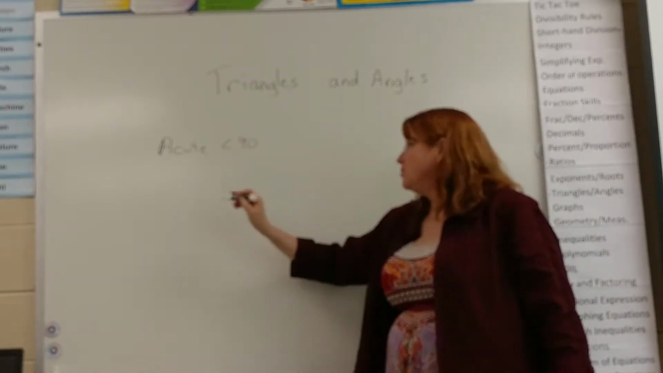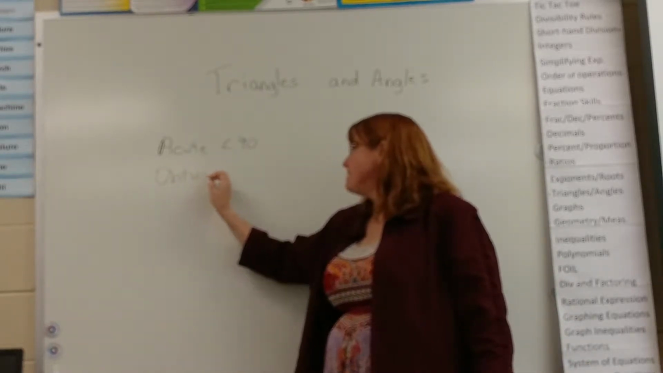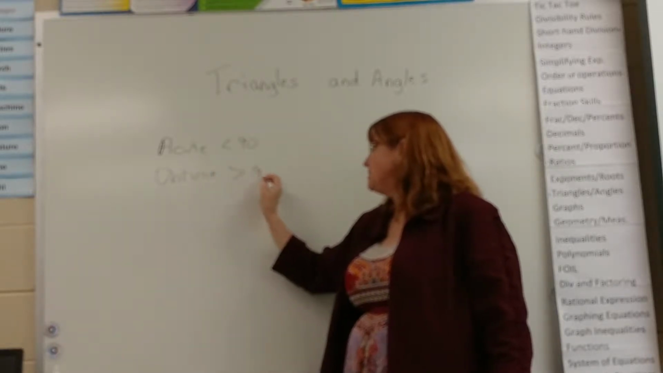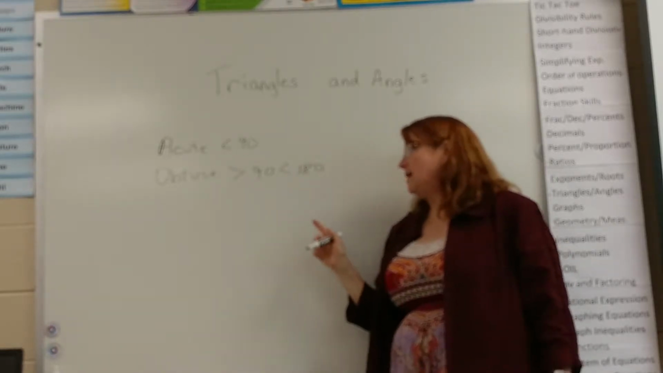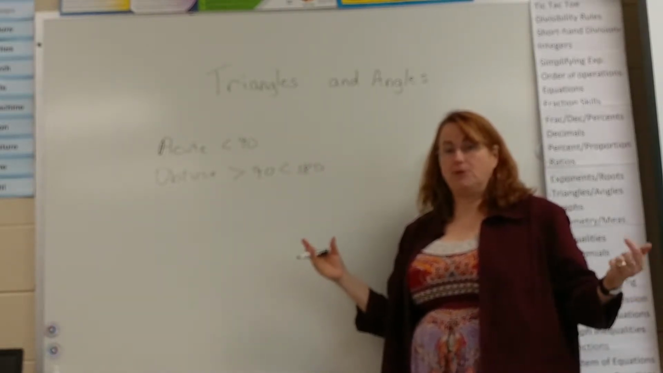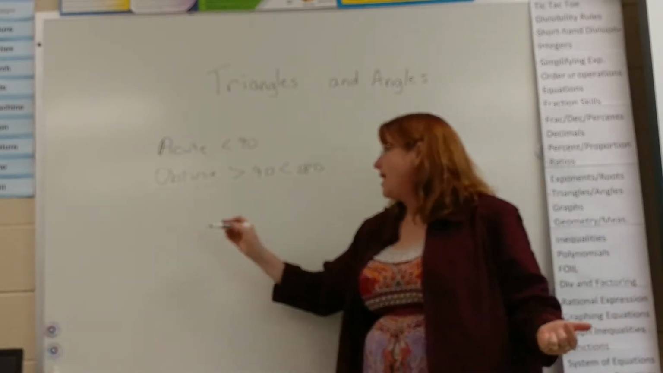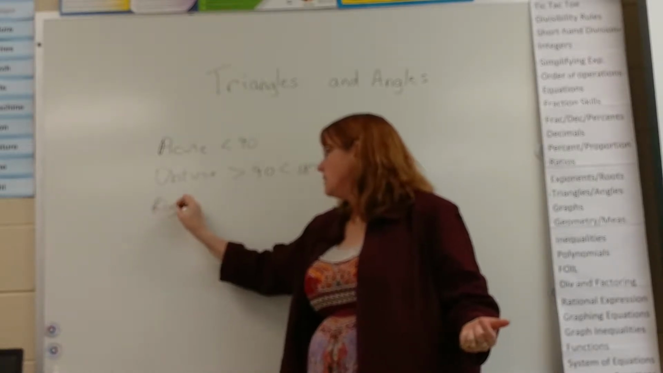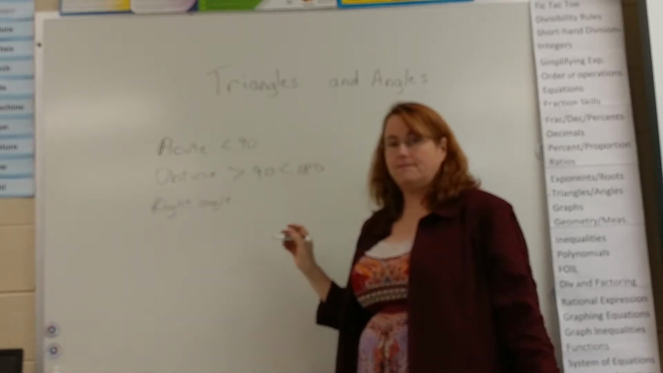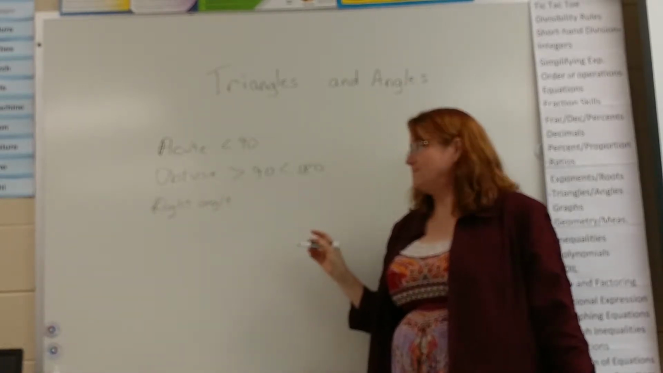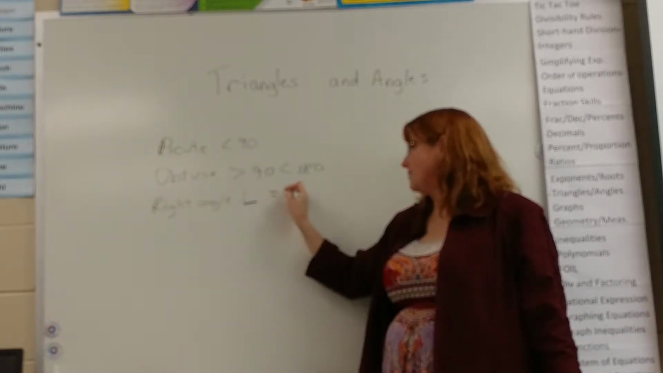So little. You have an obtuse angle, and that's greater than 90 degrees, but less than 180 degrees. So obtuse, think of obese means fat. Obtuse sort of starts like obese, so it helps you remember it's like a fat angle. Then you have a right angle, that is exactly 90 degrees.